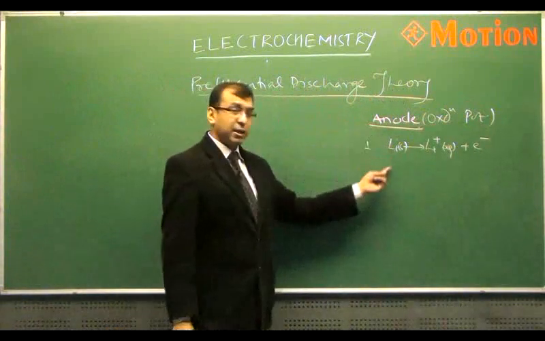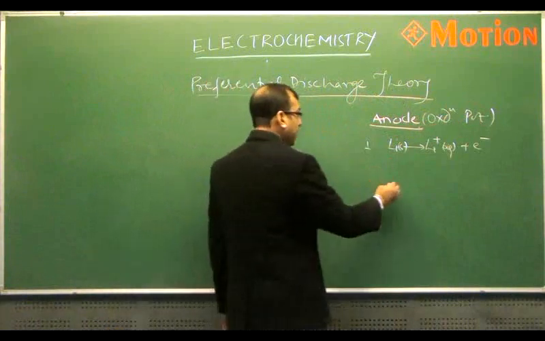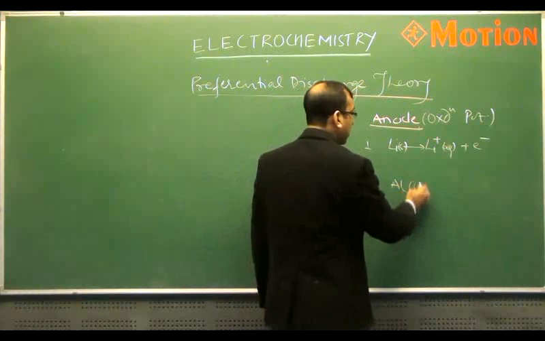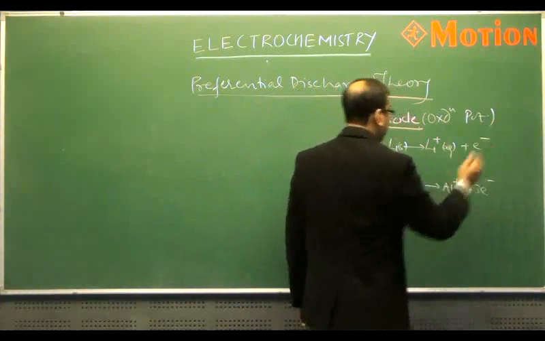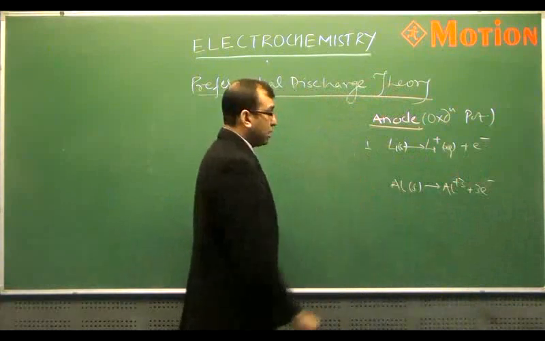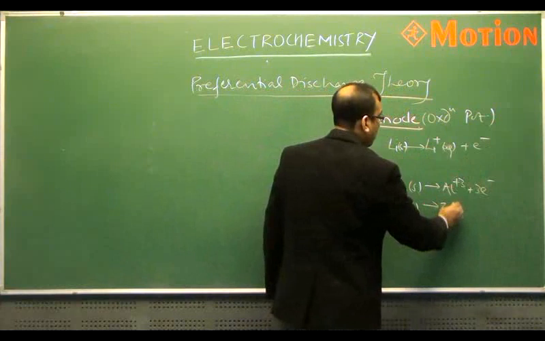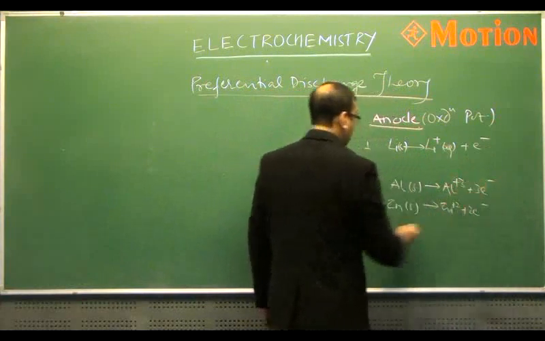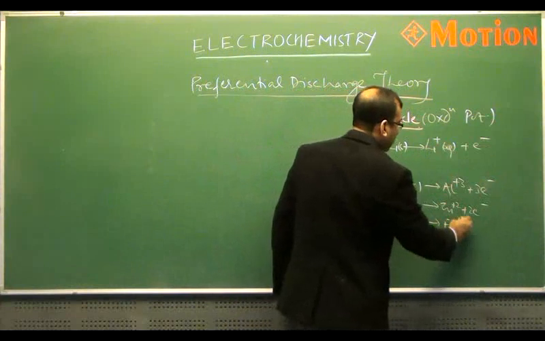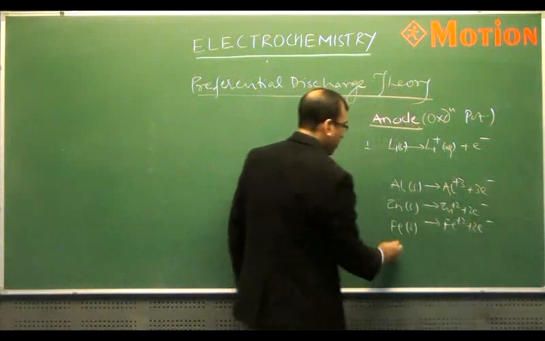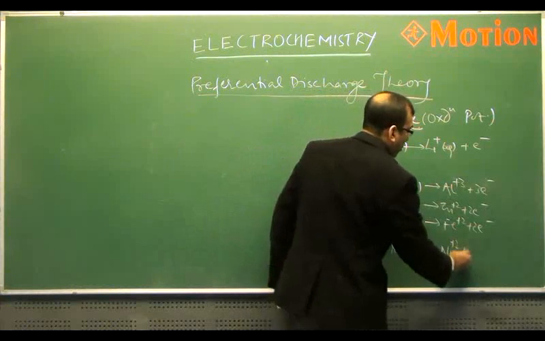Then followed by other active metals as s block metals. Then some p block metal, we have aluminium solid to aluminium plus 3 plus electron. Then some d block metals, we have zinc solid to zinc plus 2 plus electron. We have iron solid to iron plus 2 plus 2 electron. We have nickel solid to nickel plus 2 plus electron.